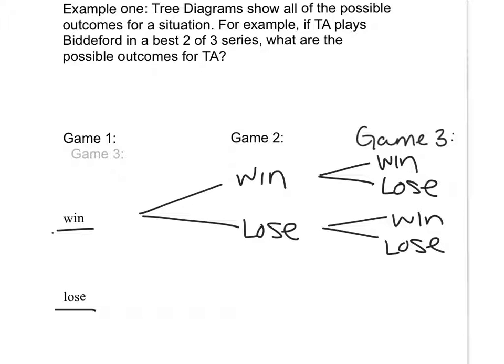Now, when we go through, we just want to figure out exactly all of our combinations. We just look at the end. So we're going to say we could win all 3. We can win the first 2 and lose the last one. We could win, lose, win, or win, lose, lose. So we have 4 outcomes if we win the first game.